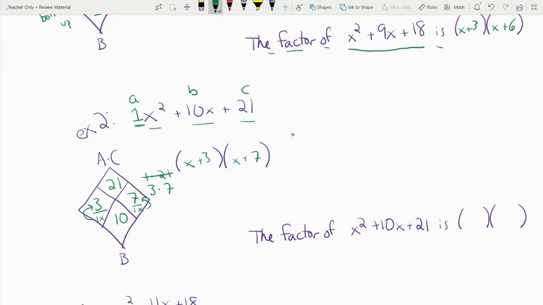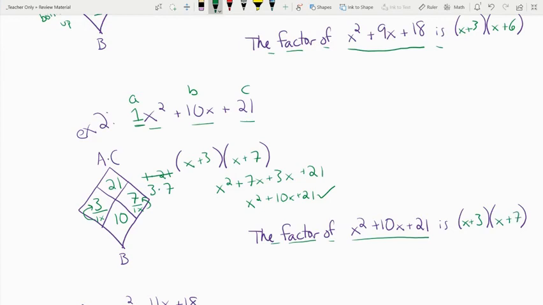I want to check my work. There's no excuse to not check your work here. There's no reason you should miss any of these because you should always check and catch yourself if you get it wrong. So let's see. We have x squared plus 7x plus 3x plus 21, x squared plus 10x plus 21. That checks out. So I can confidently say that the factor of x squared plus 10x plus 21 is x plus 3 times x plus 7.